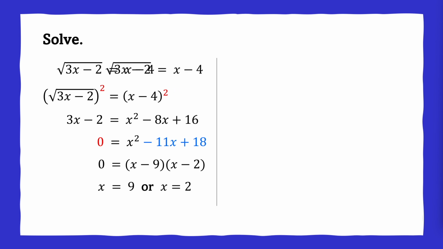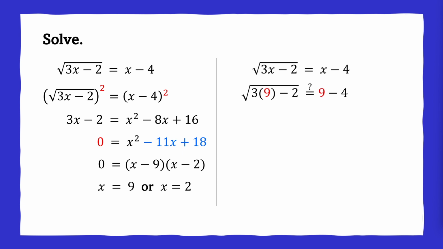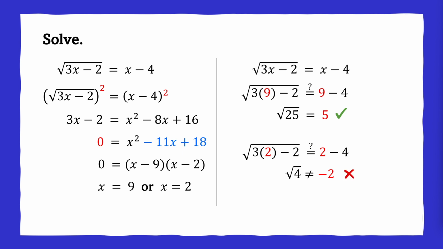However, it's necessary to check for extraneous solutions by substituting both values back into the original equation. Substituting 9 simplifies to the square root of 25 equals 5, which is true. Substituting 2 for x, however, simplifies the equation to the square root of 4 equals negative 2, which is false since the square root cannot be negative. Therefore, the only valid solution is x equals 9.